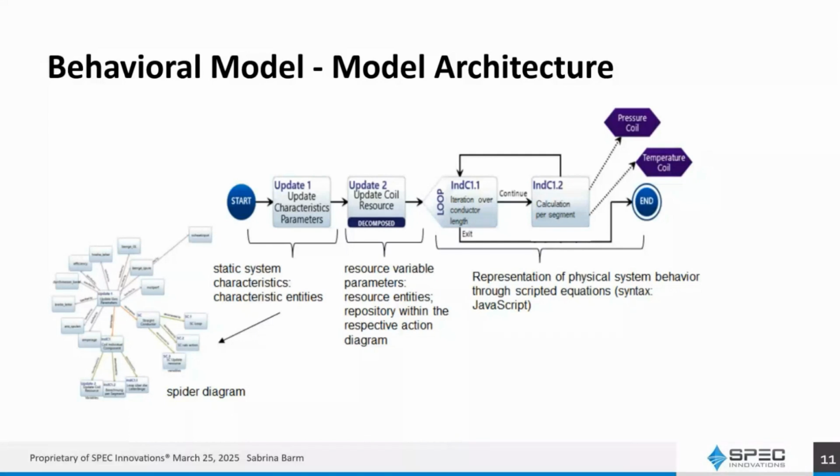And the update block 2 does something very similar, but for resource variables. That would be temperature, pressure, any variable that really changes throughout the cooling process. And we've represented those through resource entities, and the repository is, in this case, a very simple decomposition diagram that we can enter and change the entry parameters and run scenarios with the system.